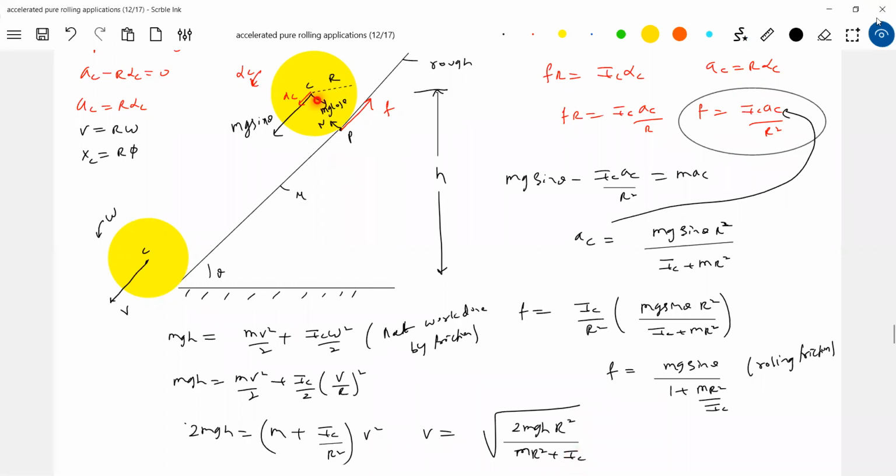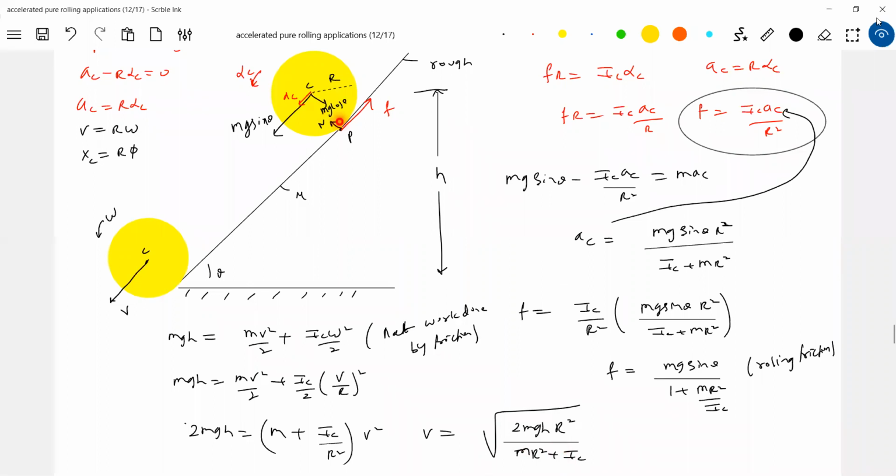I'll release the ring and the disk. Both will have the same speed, since both have the same mass and same radius. Will both have the same speed when they reach the bottom of the incline? The answer is no. Because M, R, g, h are all the same, but I_c will be different for different rigid bodies. Getting the idea now?